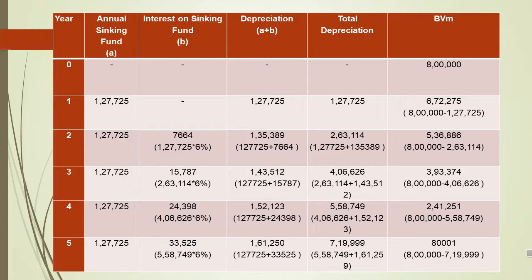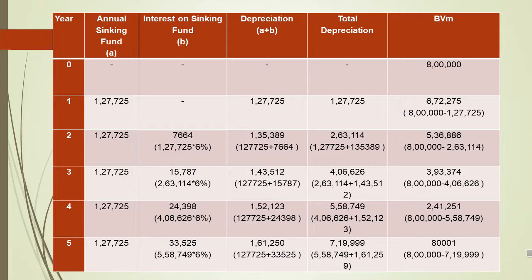Now to calculate interest on sinking fund for the third year, you have to multiply it with the percentage. What are you going to multiply? You are going to multiply the total depreciation of the previous year, 2,63,114 into 6%. Then you are adding A and B. That time I will get 1,43,512.